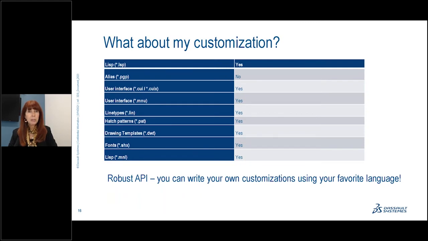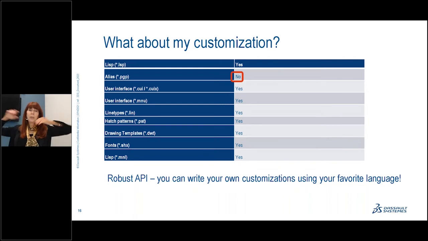Okay, what about your customization? Because it would be sad if you had to do that over again, as I mentioned to you before. You have the Lisp routines that are written for AutoCAD, no problem, including Visual Lisp. I want to circle this big red no. Your PGP file, however, does not come across.